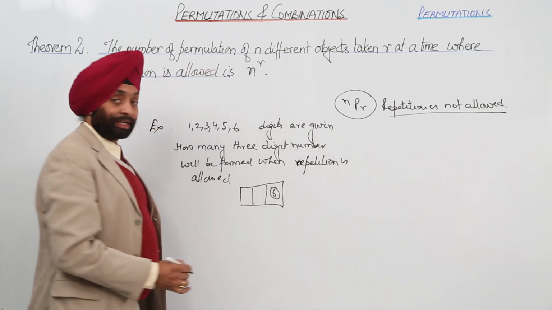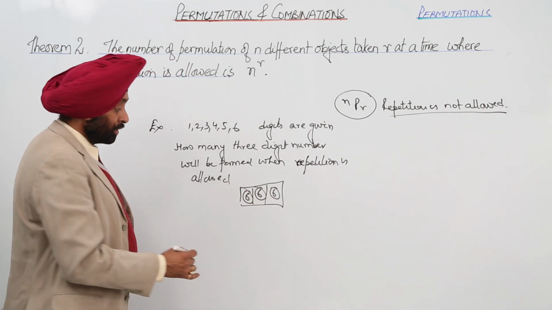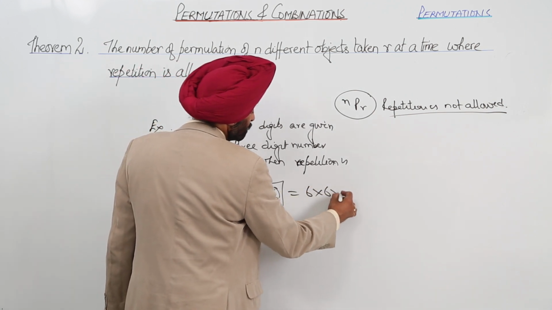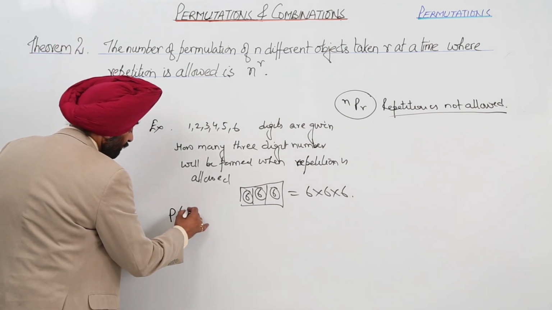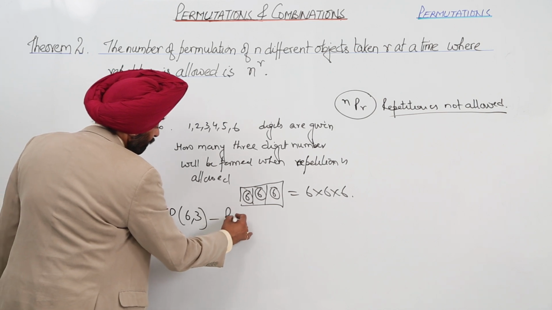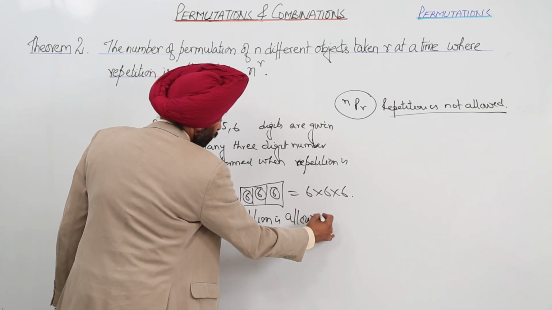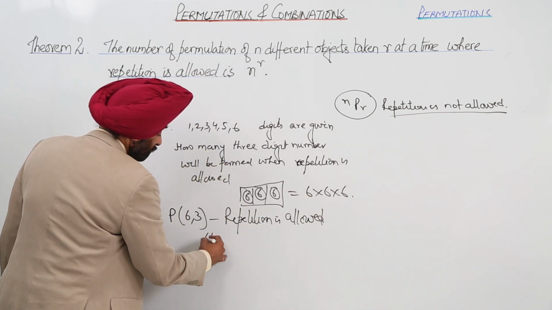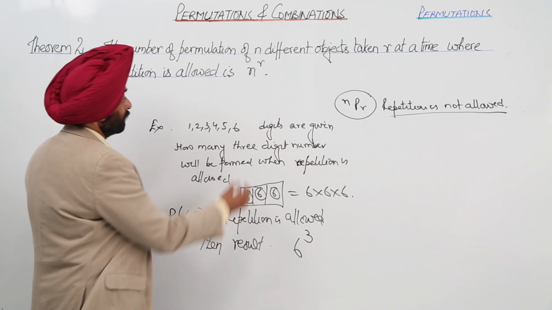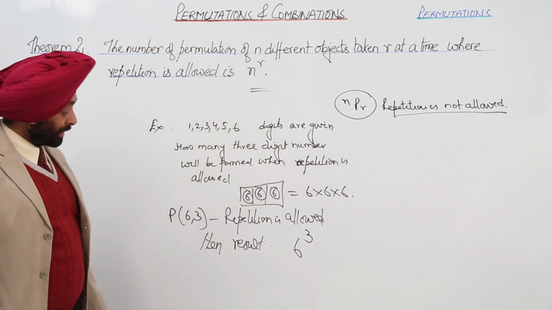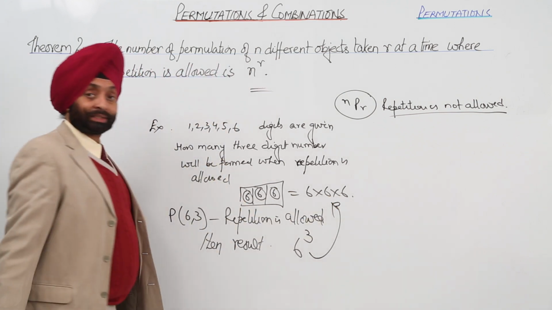It means this place can contain all the 6, this place can contain all the 6, and this place can contain all the 6. So basically this means 6 times 6 times 6. So if we are writing P(6, 3) and repetition is allowed, then the result will be 6 raised to power 3. That is what I have written here, n raised to power r. Now 6 raised to power 3 means 6 times 6 times 6.